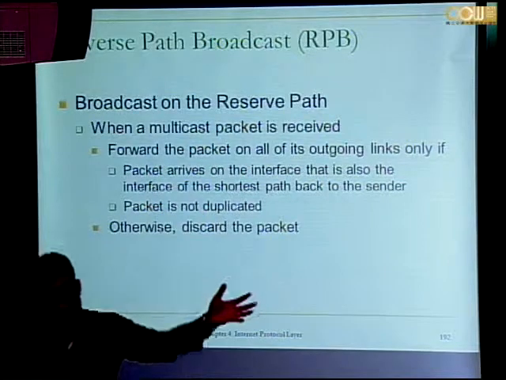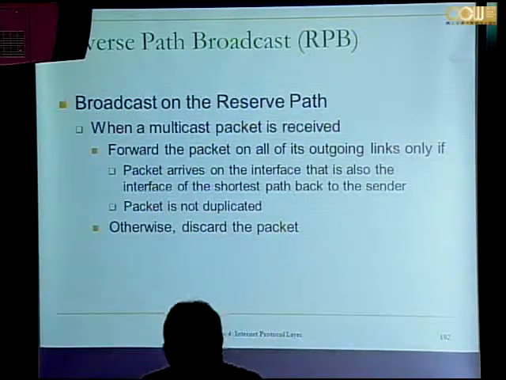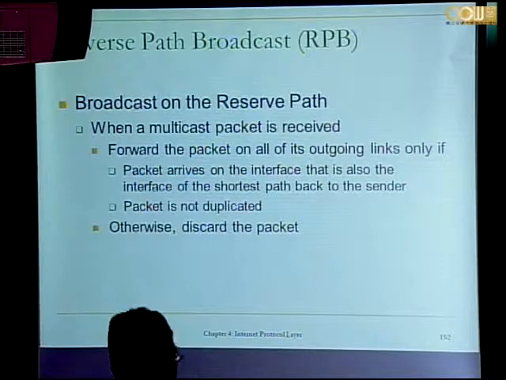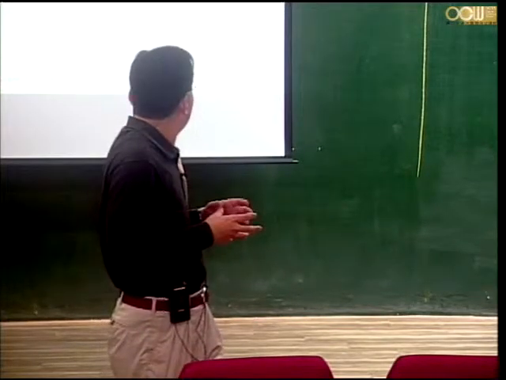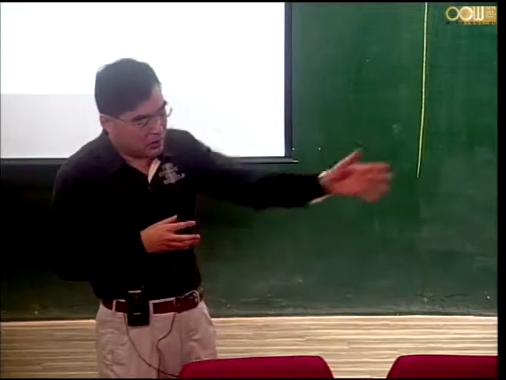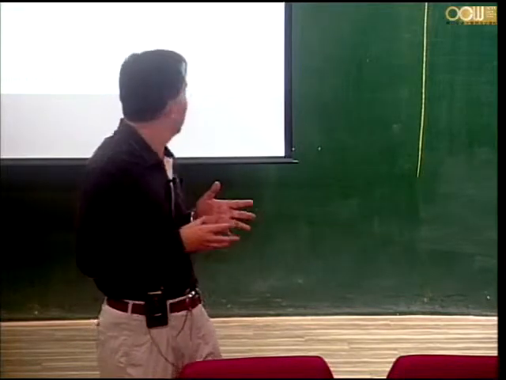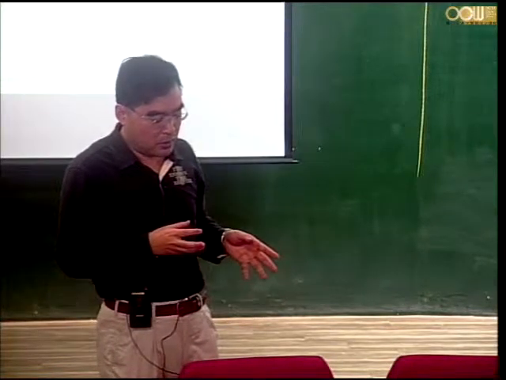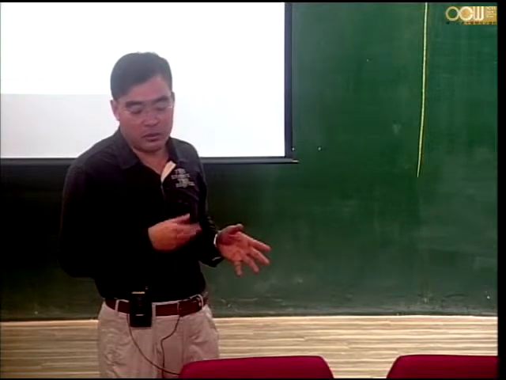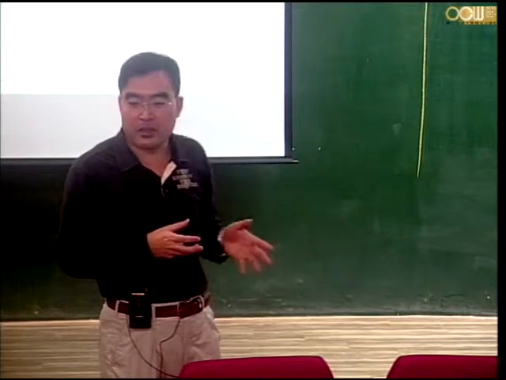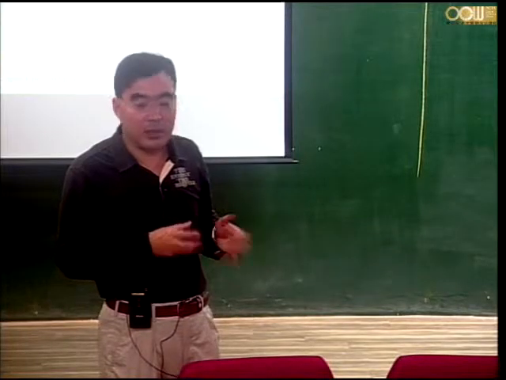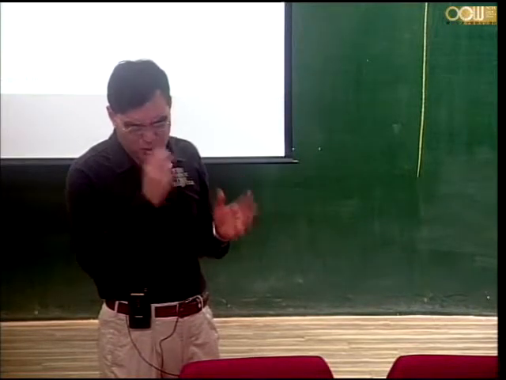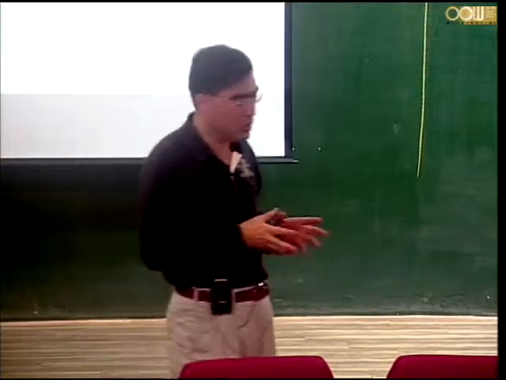So if I get a packet from this link, I check the source of the packet to see if I want to go to this IP address, is the next hop the interface on the shortest path to this particular host. If it's not, then I drop it, because it means that the packet is not on its shortest path.